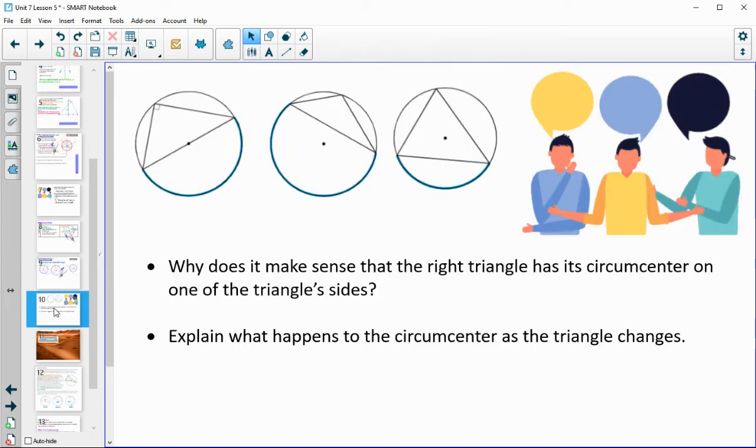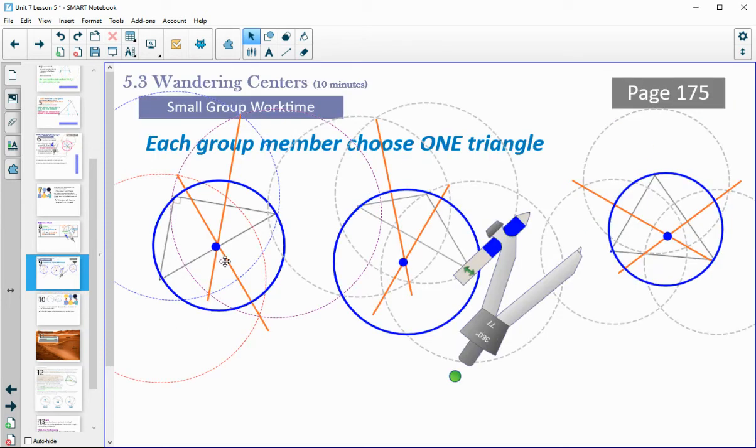So here's another drawing of each of those. If you looked at where the circumcenters each were on your triangles, we had a right triangle and it landed on the hypotenuse. For this obtuse triangle, the circumcenter was outside. And for this acute triangle, the circumcenter was inside.